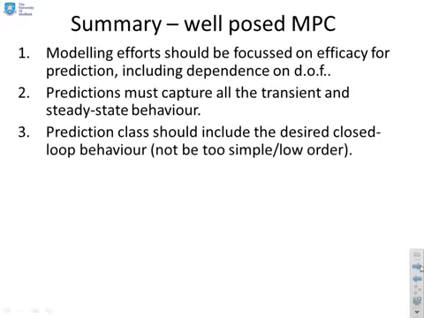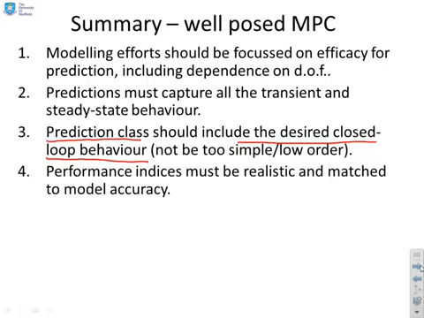The prediction class, and this is a subtle one which links to the degrees of freedom, the prediction class should include the desired closed-loop behaviour. You remember trying to model a sine wave with a straight line was totally meaningless. Well, this is the same concept. It's no point trying to optimize something where the behavior you want is not included in the class of predictions that you're allowing yourself.